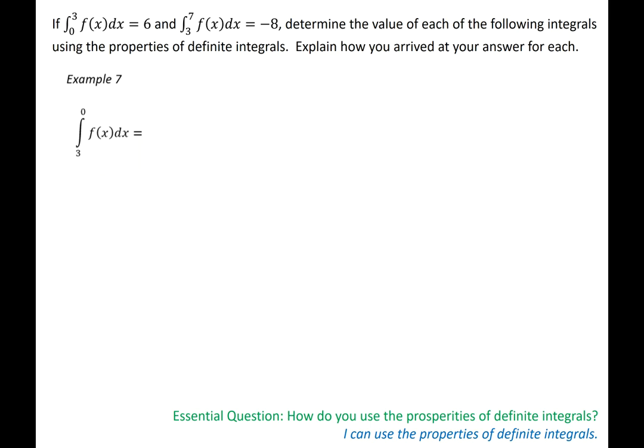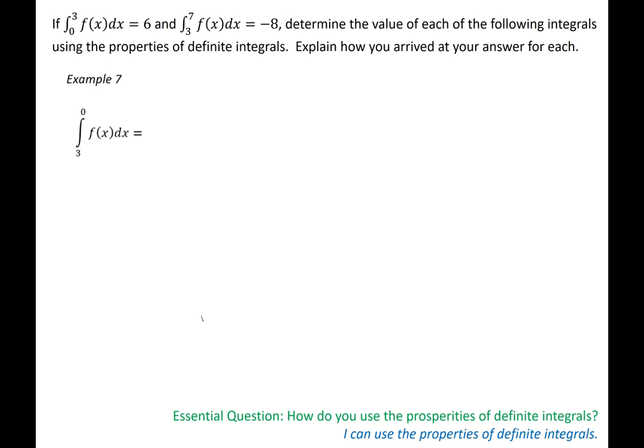Okay, let's do a couple of these problems. They're not going to give us a function, they're just going to give us some information about the function. So if we have the integral from 0 to 3 of f of x dx equals 6, and from 3 to 7 of f of x dx equals negative 8, determine the value of each of the following integrals. Use the properties of definite integrals. Explain how you arrived at your answer for each one.